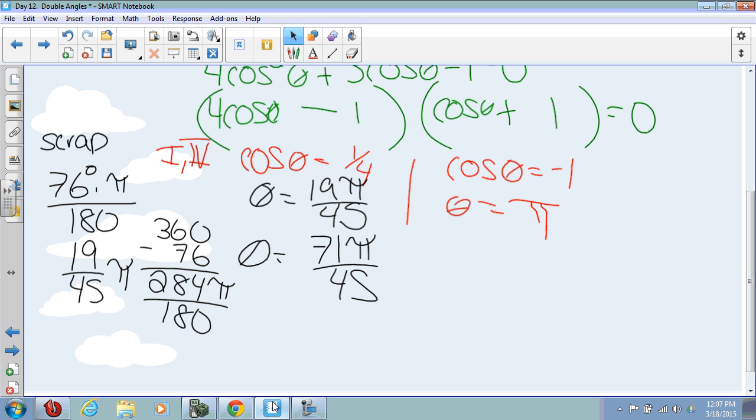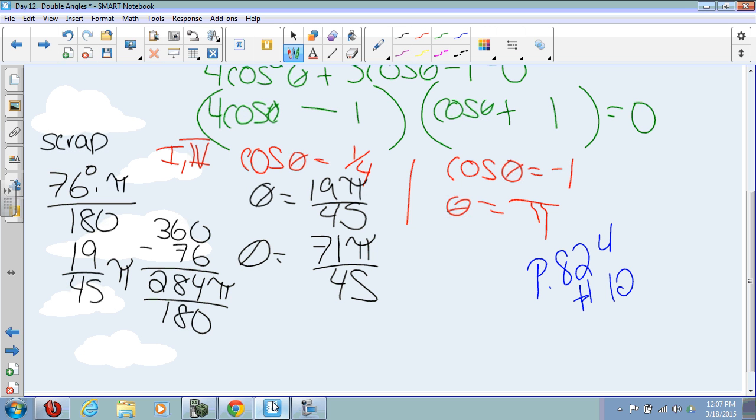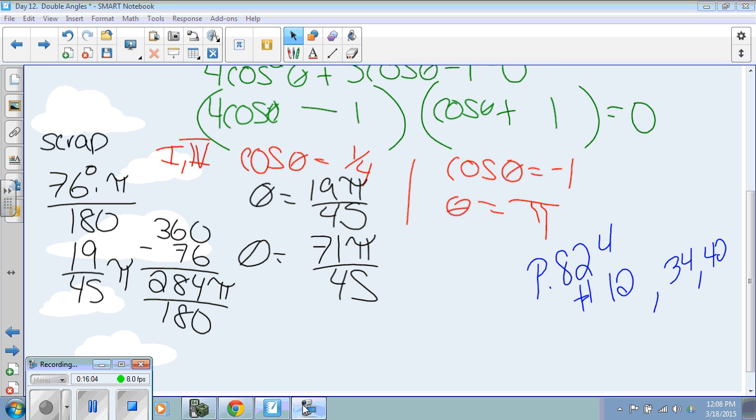Let me give you your homework, because we're short on time. Remember, double angles are not on your quiz. I'll work on your quiz tonight and tell you exactly what's happening. So for homework, keep it nice and simple. We'll do page 824. I'd like you to do number 12. That's working with half angles. It's a good review for your quiz. Then 34 and 42. 34 and 42 use your double angles.